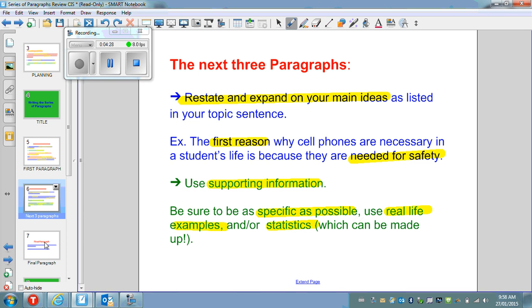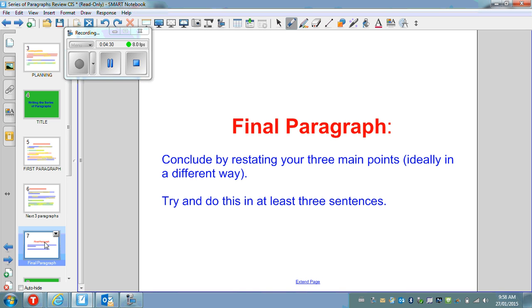All right, next. So you will move on with each one of your points just as you did with your first point. You will go on and do the exact same thing for your second point and then your third point, developing it the exact same way.